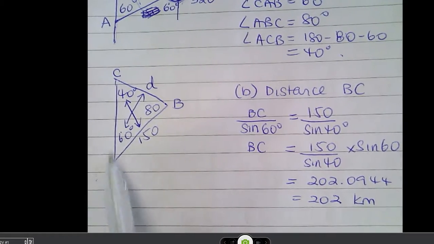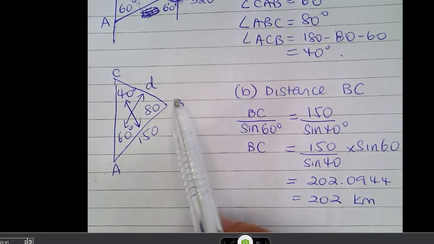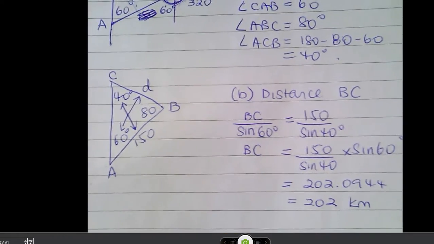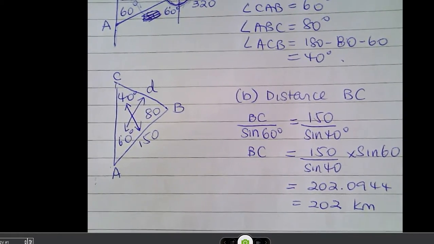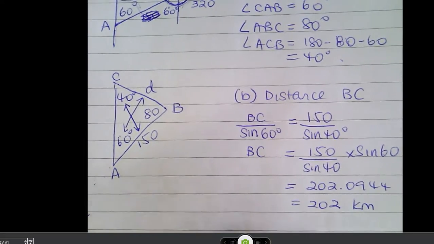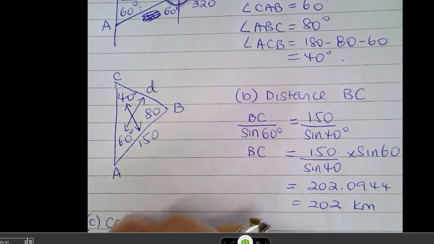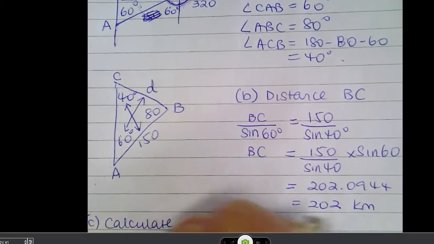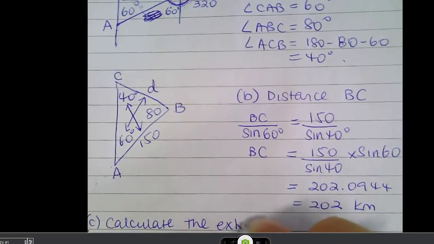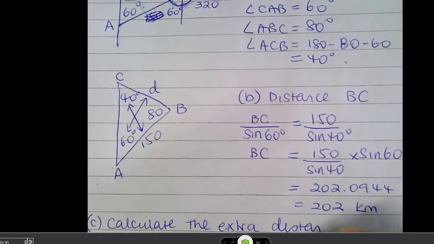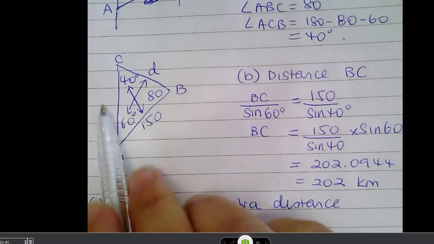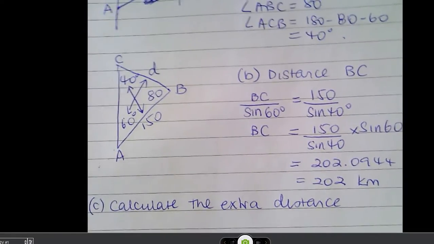Instead of travelling from A to C, the plane had to go from A to B, then from B to C. It obviously had to travel further. So now the next part of the question is to calculate the extra distance travelled by the plane. Now to be able to do that, you're going to have to work out AC. So you're going to have to use sine rule again.